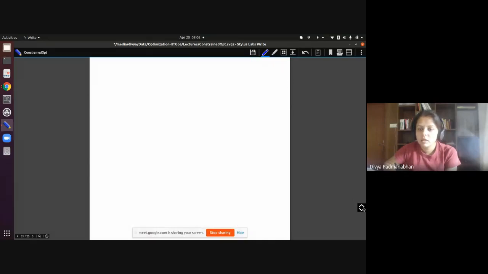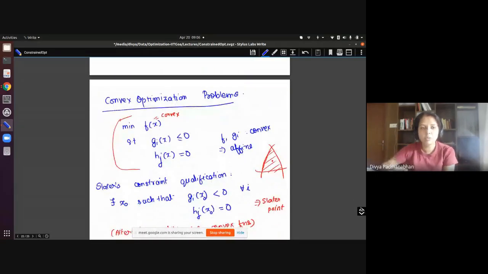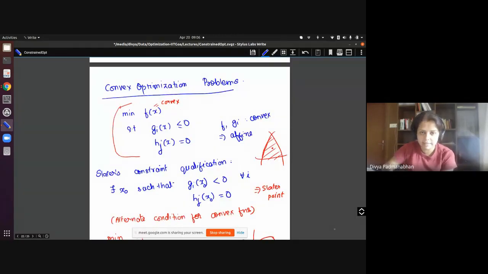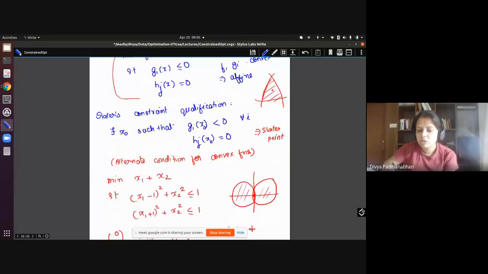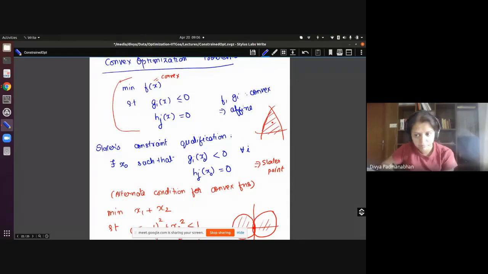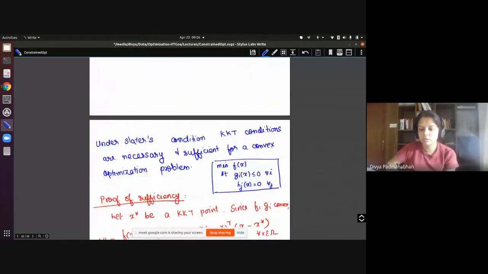Where we left off last class is when I started moving into convex optimization problems, in which case, instead of regularity, you can have another condition, Slater's constraint qualification, which says that if you have an interior point in terms of the inequalities, and of course the equalities are all satisfied, such a point is a Slater point. If this happens, then the optimum will satisfy the KKT conditions. And if you do find a KKT point in the case of convex optimization problems, then you're guaranteed that it's going to be the optimum.